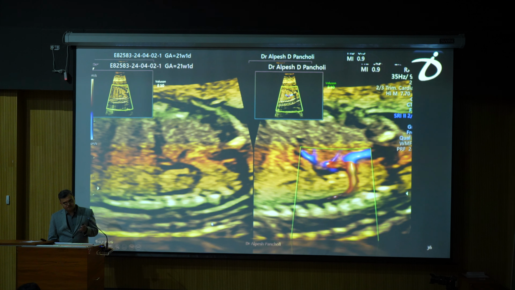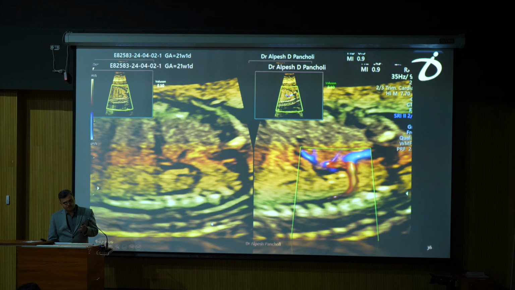So here we have a focal dilatation of the umbilical vein. The intrahepatic portion measures 3.6 and the dilated portion measures 7. It is almost double. So this is a case of umbilical vein varix. This is STIC imaging. We can see there is a focal dilatation of the umbilical vein.